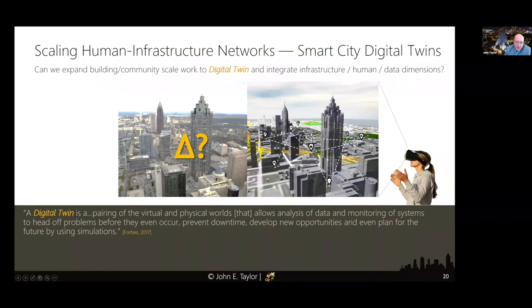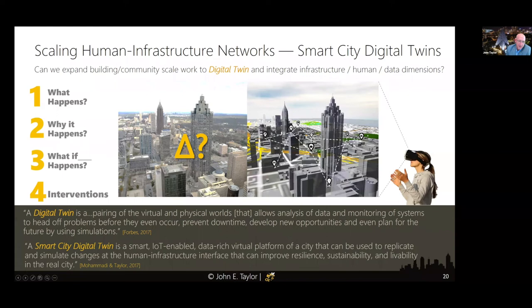And so we defined this idea of a smart city digital twin as a smart IoT-enabled data-rich platform of a city that can be used to replicate and simulate changes at the human infrastructure interface with the goal of improving resilience, sustainability, and livability in the real city.